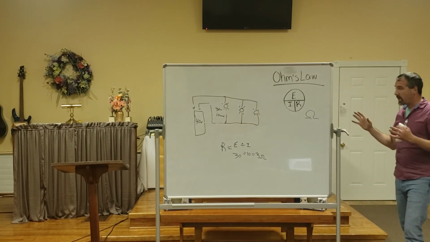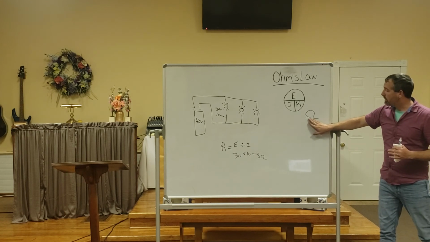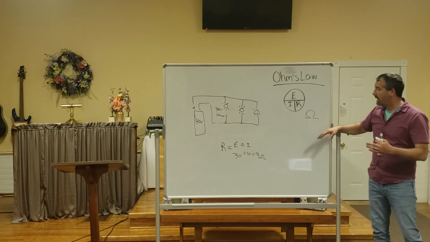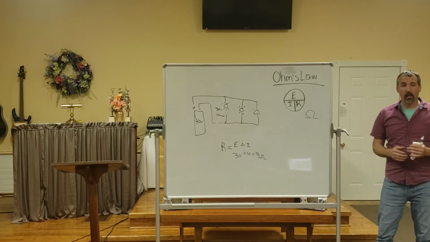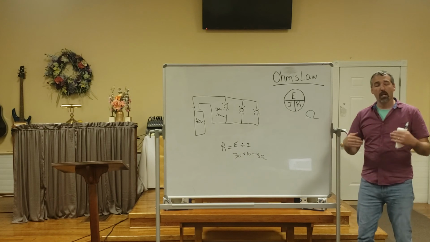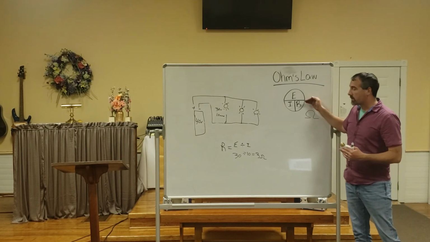And the last thing that we talked about today was what this symbol represented. This omega sign, this Greek omega sign, represents resistance or ohms. All right. So if you see anything with ohms, resistance, or you see the omega sign, then it represents resistance.